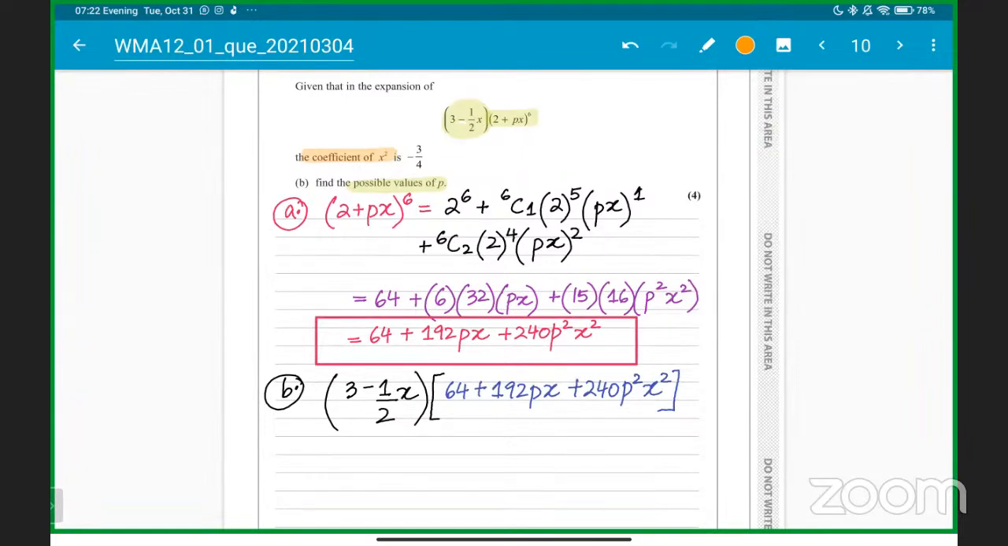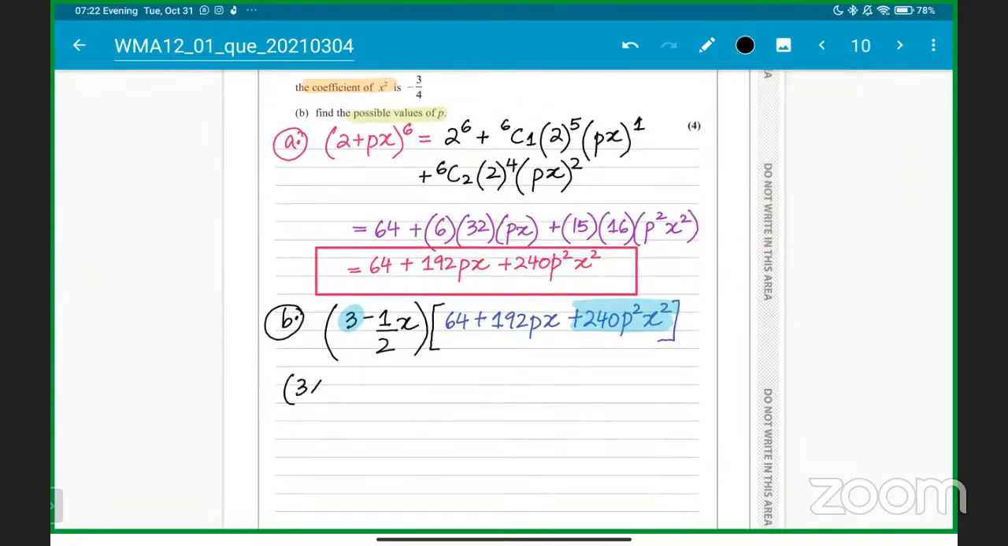How will we make an x square? So again, you do it this way, okay? You multiply 3. 3 is a number, so you have to multiply a number to get an x square. So you'll have to multiply 3 with 240 p square x square. Understood? Because when we multiply 3 with 240 p square, then we will have the coefficient of x square. Right? So 3 into 240 times p square x square, we multiplied these two. And then the other thing is what you are going to multiply with minus half x. Minus half x is going to be multiplied with something with x power that will make x square. So minus half will be multiplied with 192 times px, because it will give us the coefficient of x square. Okay, understood? Got it? Clear?